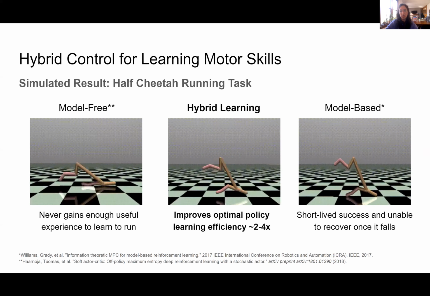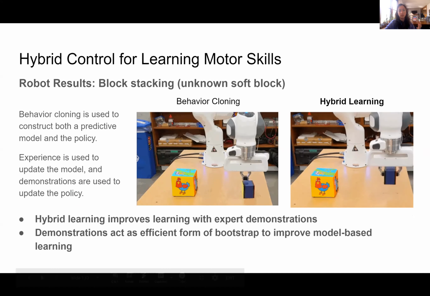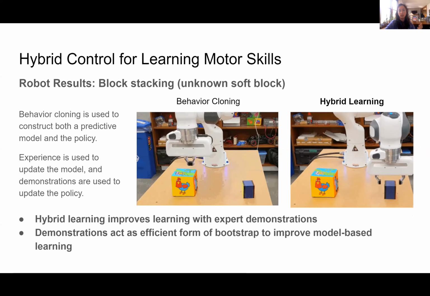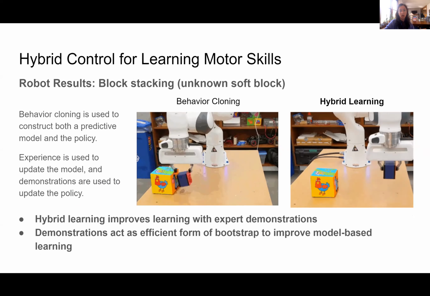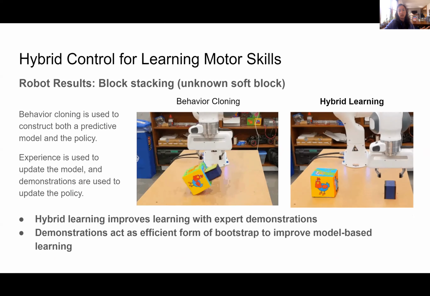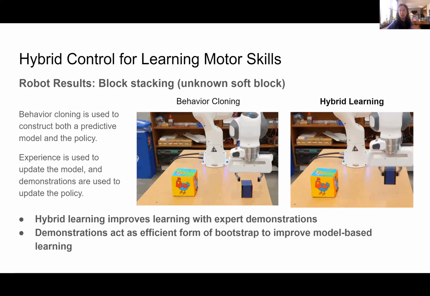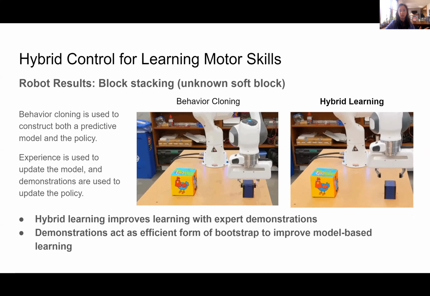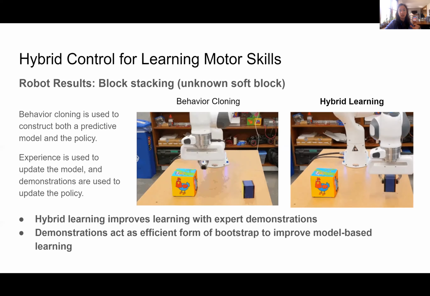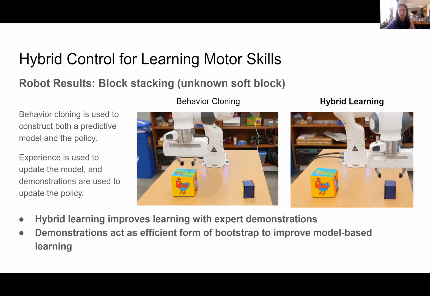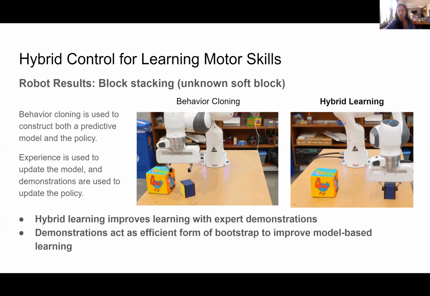Next slide, please. We also implemented a version on the real robot. This is specifically showing behavior cloning, where behavior cloning is used to construct the predictive model and to update the policy. You can see on the left that behavior cloning is not always successful. Sometimes it knocks the block over, it suffers from the typical problems of behavior cloning, but by bootstrapping it with these expert demonstrations, it's able to learn and improve the model-based learning and more successfully and repeatedly complete the task with hybrid learning.